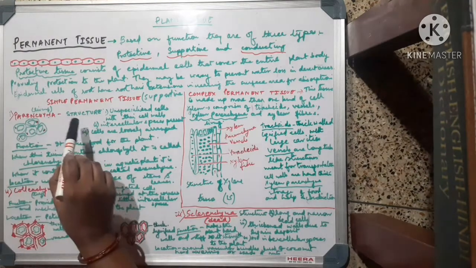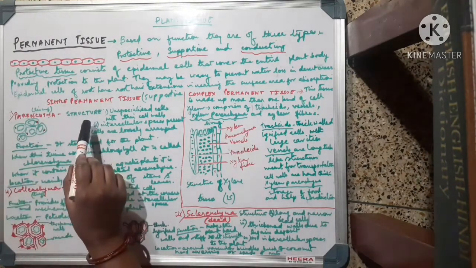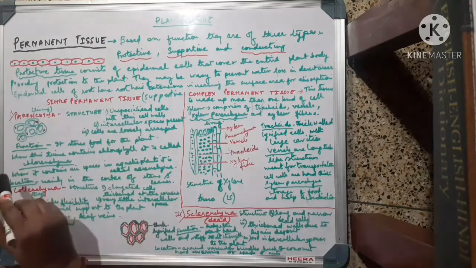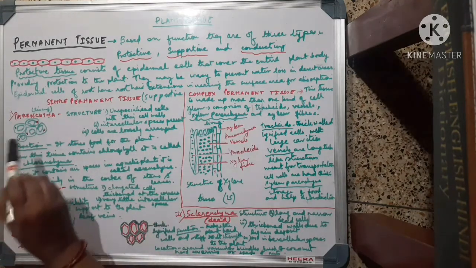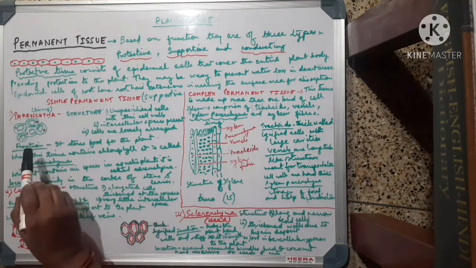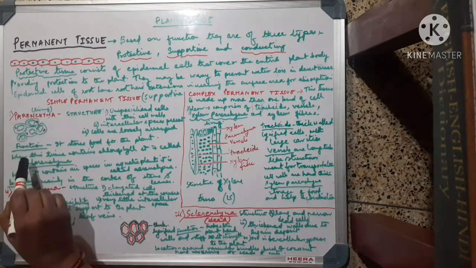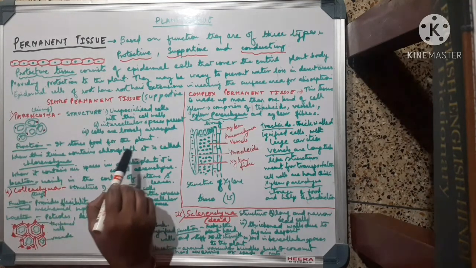Now, the structure of parenchyma cells is such that they are unspecialized. They have thin cell walls. Intercellular spaces are present and cells are loosely arranged. And the main function of this tissue is to store food for the plant.